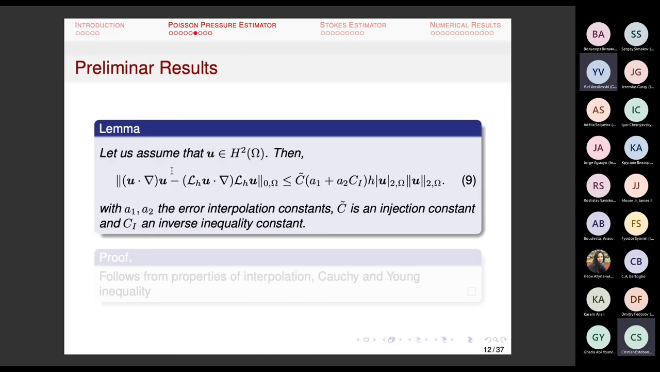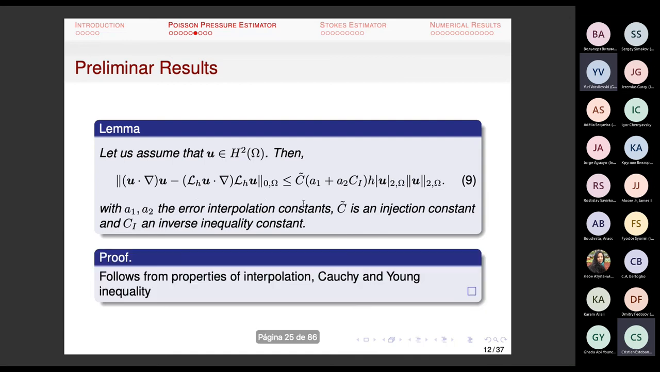Okay, some preliminary results to write the main result. This one consists of an estimate, a bound for the error between the convectivity term. So in this case, it's possible to appreciate that we can get a term of order h. The proof of the result follows directly from the interpolation property and the Cauchy and Young inequalities.